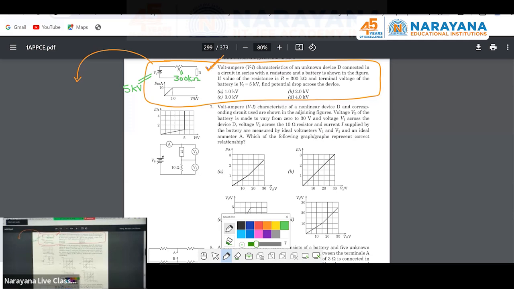What is happening, Shubham? 2 kilovolt is actually the correct result. What are you writing for the device? What are you saying?